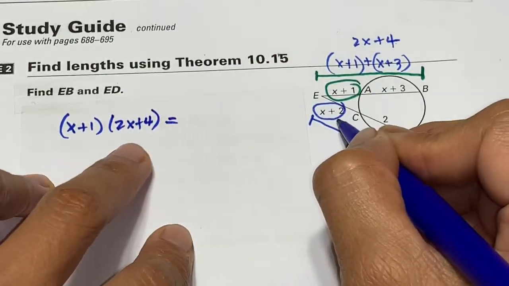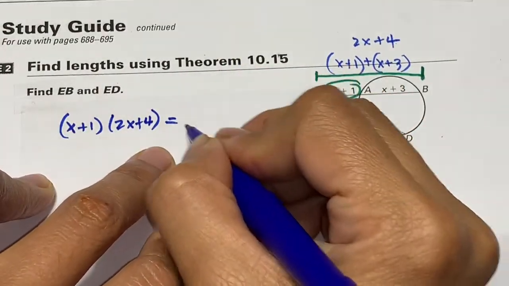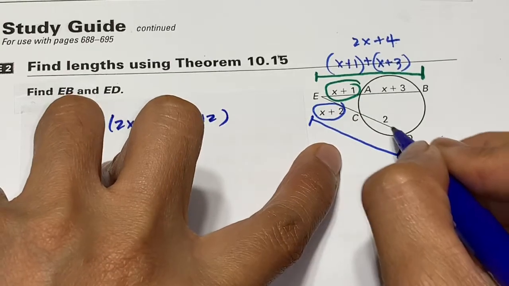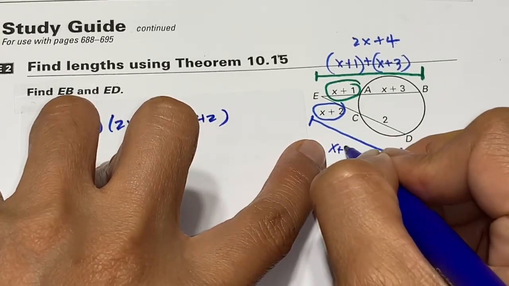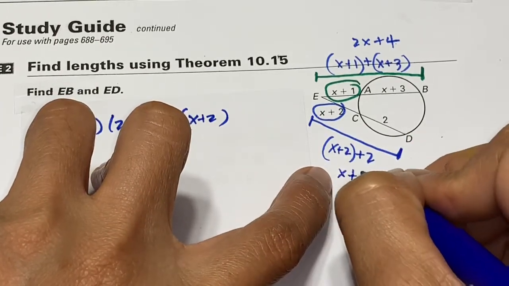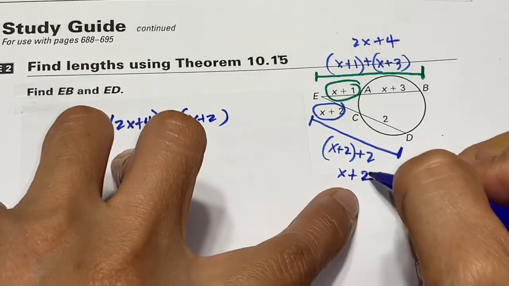And the other side, outside piece first. X plus 2 is the outside piece times the whole. The whole is x plus 2 plus 2. So, no, plus 2 plus 4, sorry.